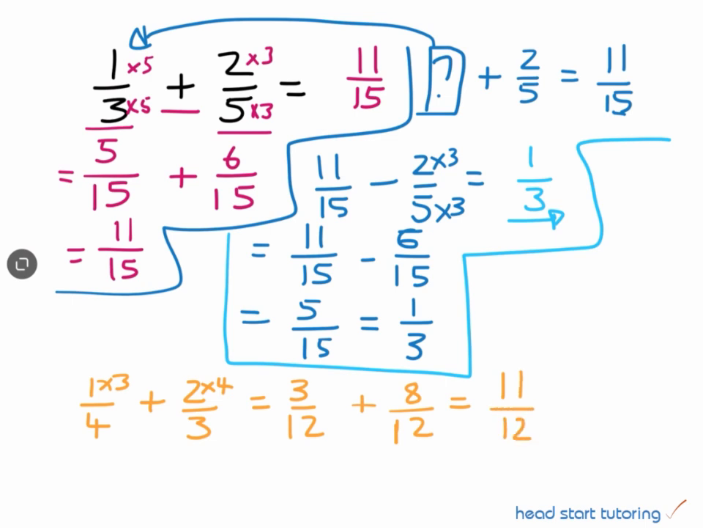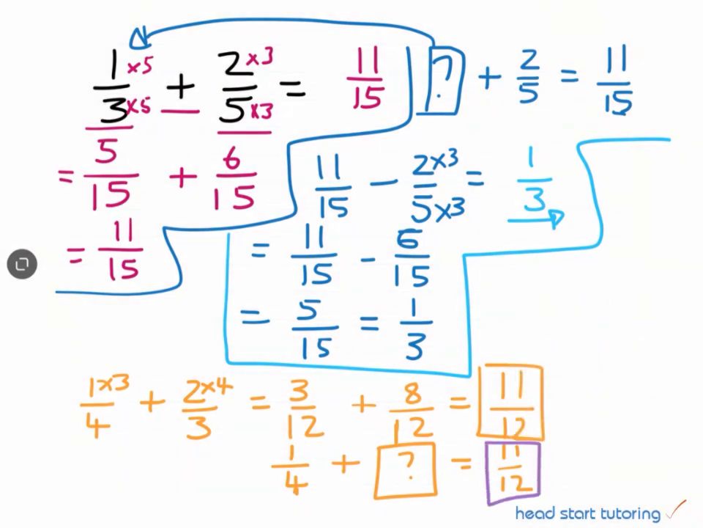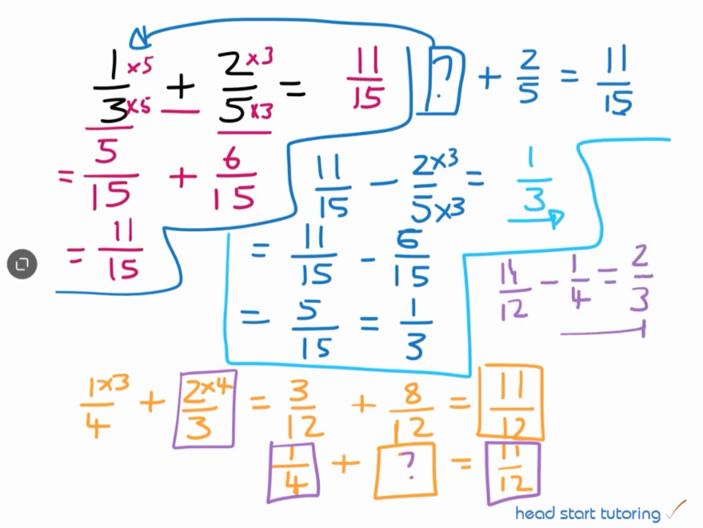11/12. And what you can try and work out by yourself now is, if we were given 1/4 plus what gives me 11/12, you can now work out that 11/12 minus a quarter should give you this question mark, and that should be an answer of 2/3.